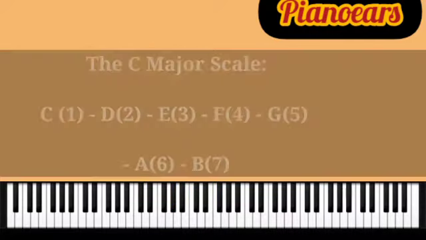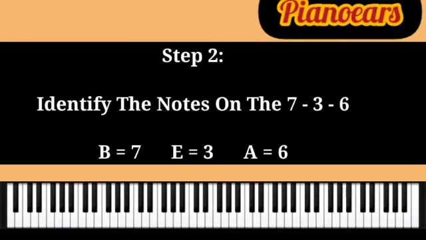So the 7-3-6 progression is just as easy as it sounds. It means we'll be playing chords on the 7th scale degree, the 3rd scale degree, and the 6th scale degree in the key of C in this case. If we count up the scale of C to get the 7th note, that will be C, D, E, F, G, A, B. B will be the 7. So when you get to B, that's the 7. That means our first chord is going to be on B.